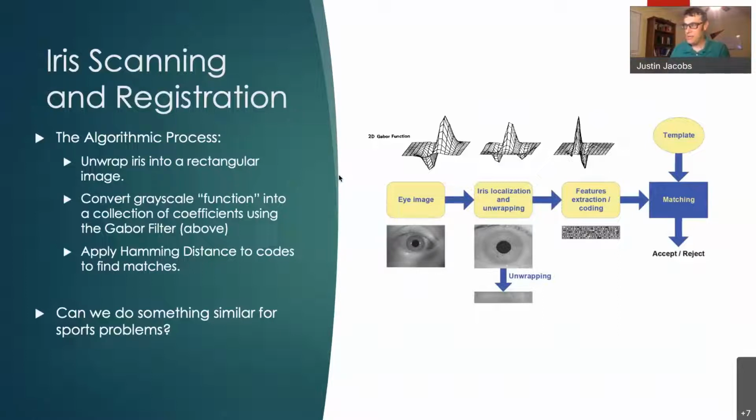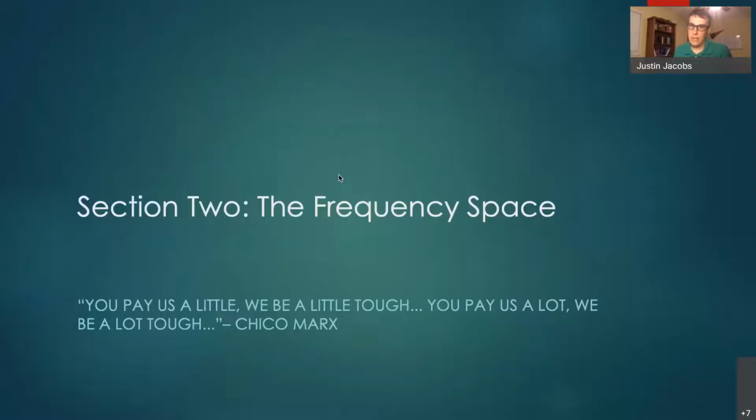But you extract out the image, you unwrap it, you convert to grayscale, you run a Gabor filter, which is a function call and some parameter tuning, and you run a Hamming distance. So the question is, could we do something similar for this? Because we've seen this work very effectively for registration of children or even adults. Could we see if this works in the sports world?